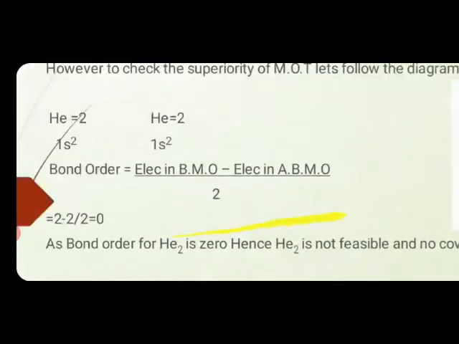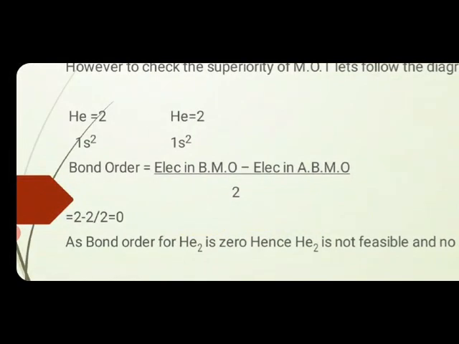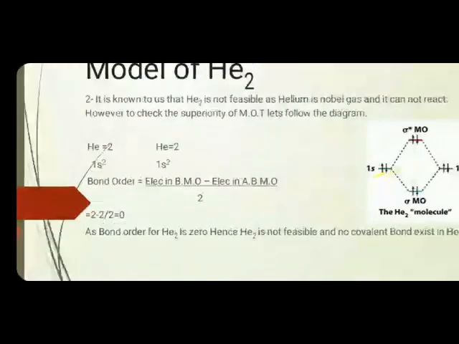And the bond order is 2 electrons in bonding and 2 in anti-bonding, divided by 2, which is equal to 0. If the resultant bond order for the He2 molecule is 0, it simply means that the helium molecule cannot be formed. So He2 is not feasible.